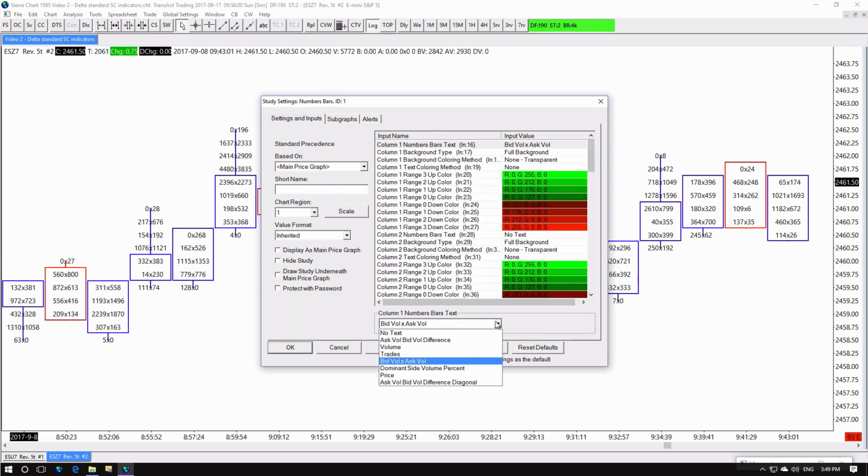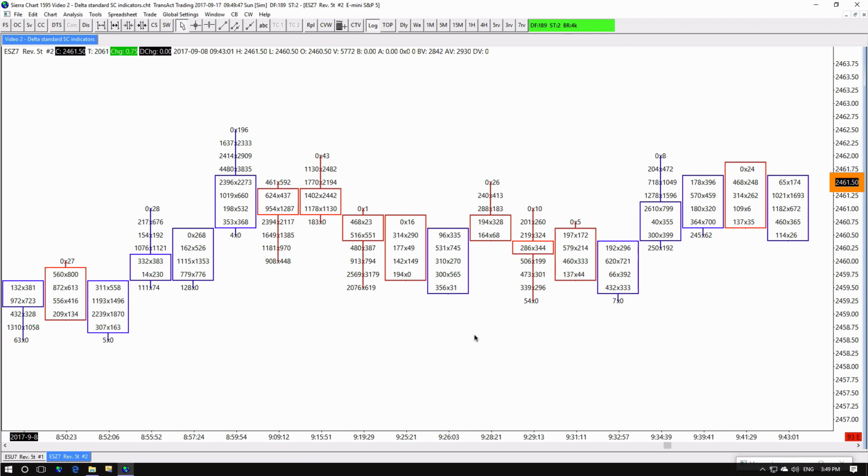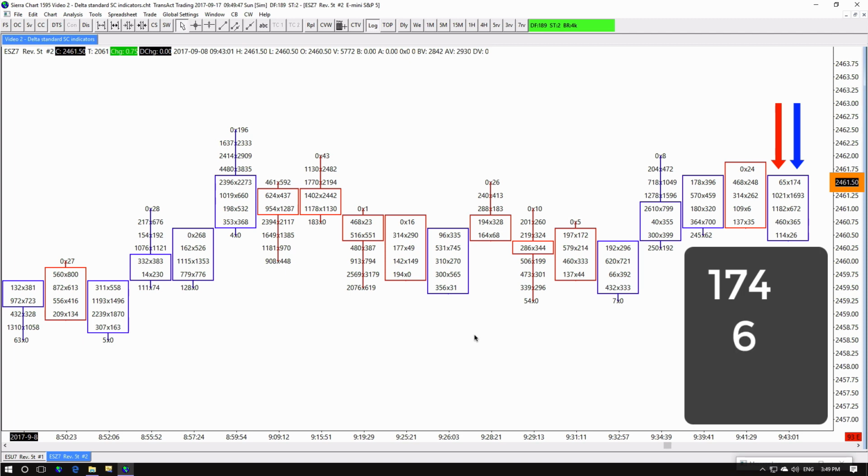What we now have is a numbers bar which is showing us the relative buying and selling power that occurred at each price level. For example, when 24.61.5 was the ask price, 174 contracts were purchased, but when it was the bid price, 65 contracts were sold. If we subtract 65 from 174, that equals 109, so we can see the delta value at this price level was 109.